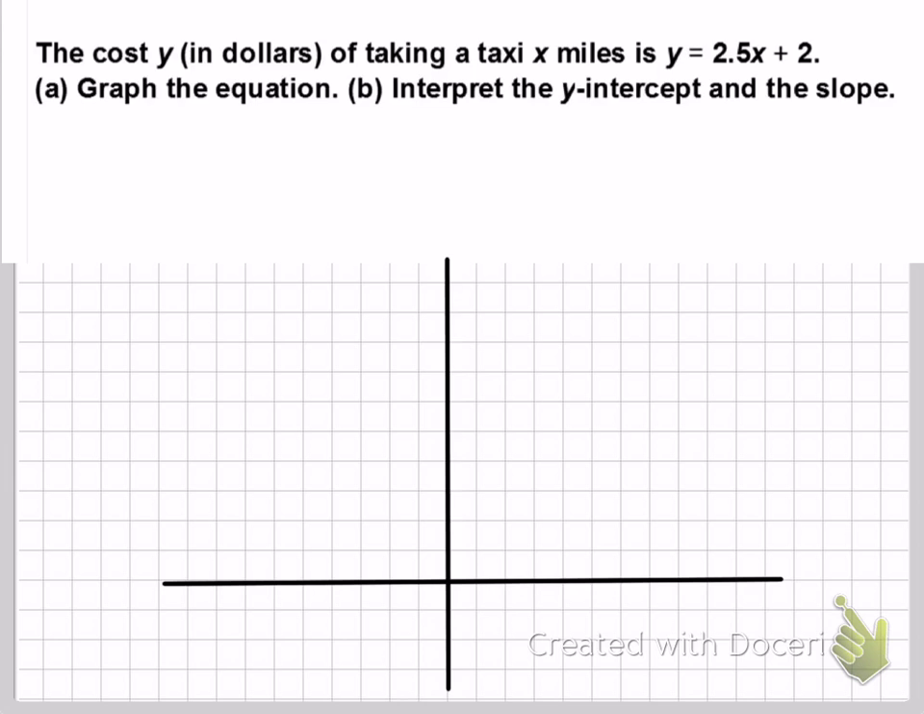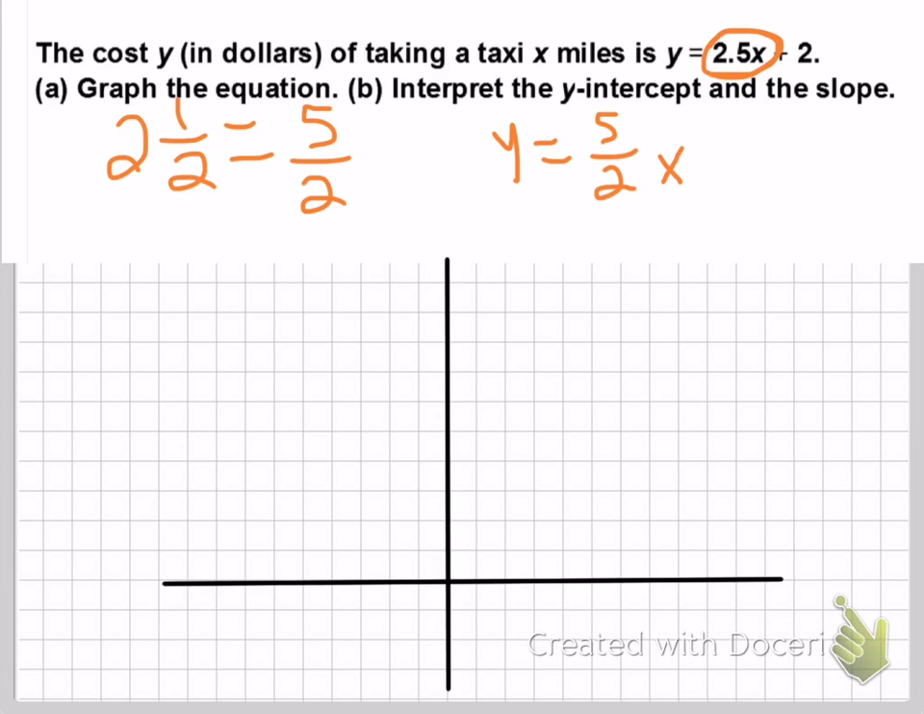Okay, the cost y in dollars of taking a taxi x miles is y equals 2.5x plus 2. Graph the equation. I see a little bit of a problem. We can't graph 2.5. That's not in slope form. So 2.5 is really 2 and 1/2, but now we need an improper fraction. So we change that to 5/2. So now we have y equals 5 over 2x plus 2.